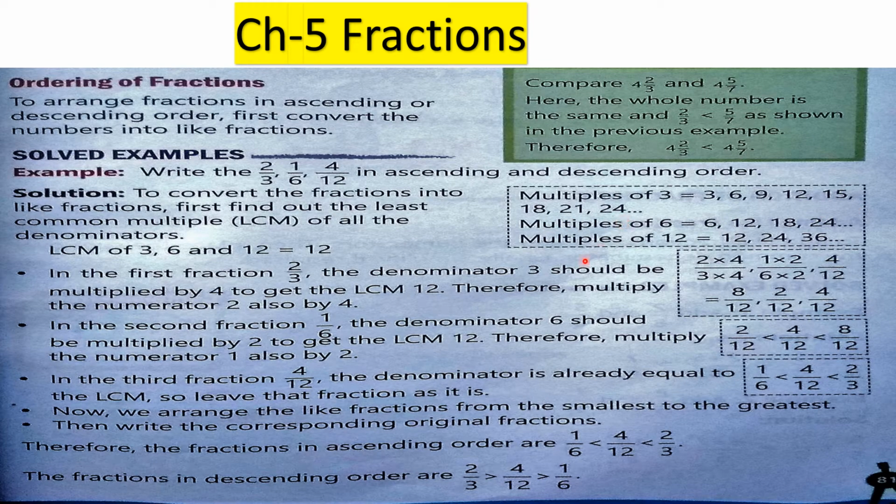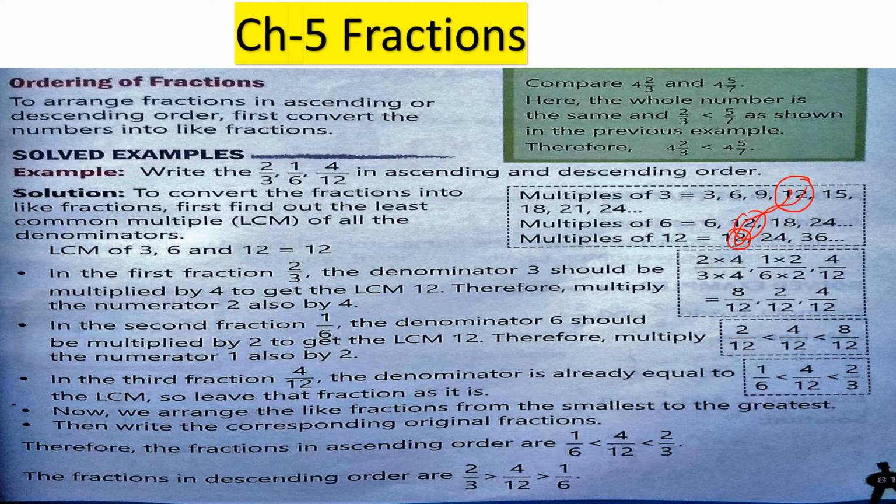We will write up to this much, and let's write the multiples of 6, that is the table of 6, and then the table of 12. Now we have to find out which one is the least, meaning the smallest common multiple out of these three numbers. We can see here 12, here also 12, and here also 12. These 12s are the common multiples of these denominators.